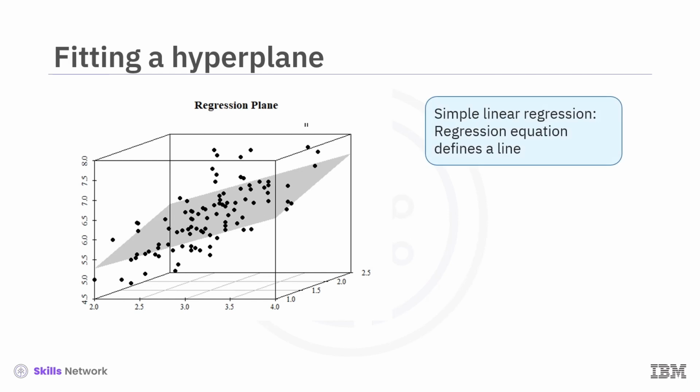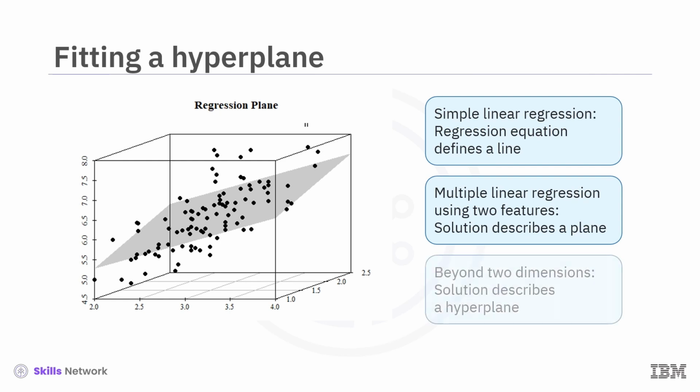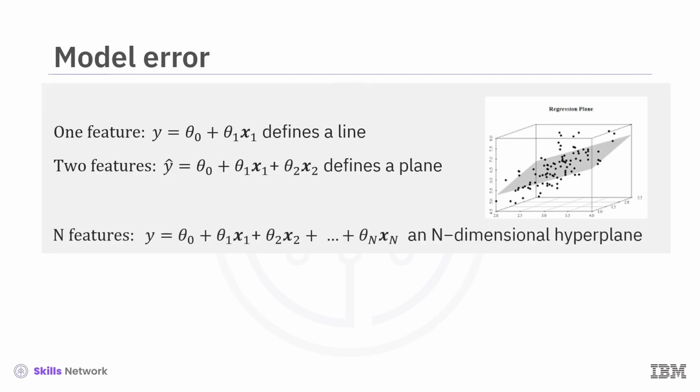For a simple linear regression, where there is only one feature vector, the regression equation defines a line. For multiple linear regression using two features, the solution describes a plane. Beyond 2 dimensions, it describes a hyperplane. Like with simple linear regression, the values in the weight vector theta can be determined by minimizing the mean square prediction error. Given a set of parameters, consider a linear model based on the linear combination of the parameters with the features.